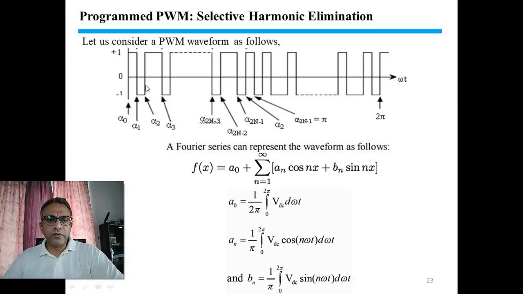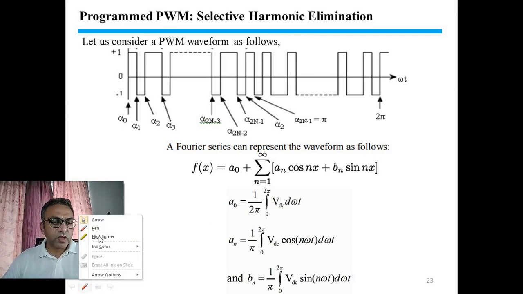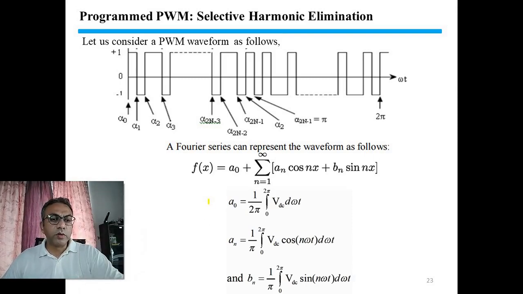This is a PWM waveform from 0 to 2 pi, and alpha naught, alpha 1, alpha 2, alpha 3 are our switching angles. They are called switching angles. This is the graphical representation of our PWM wave, and from this graphical representation we will derive a mathematical function of the PWM waveform, and we will use Fourier series to represent our waveform.